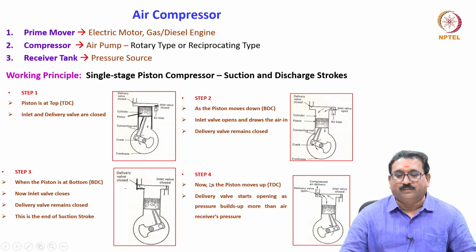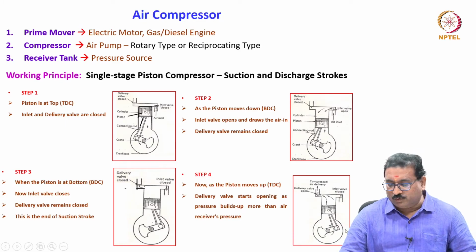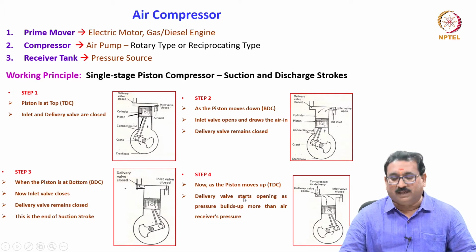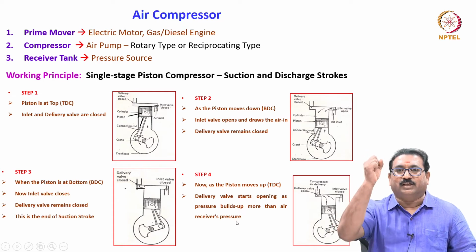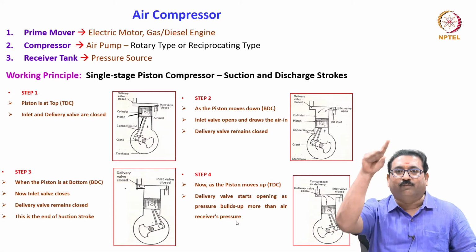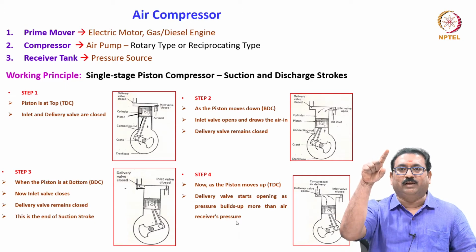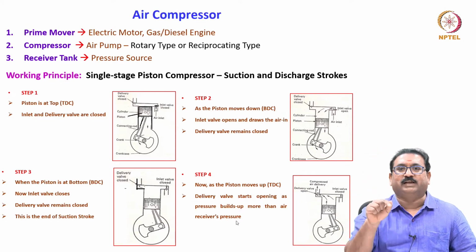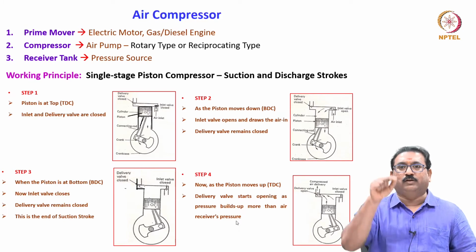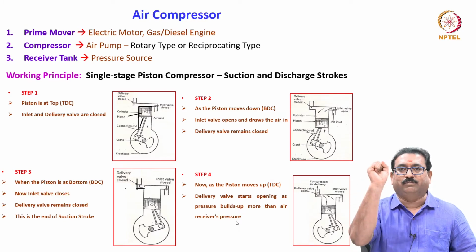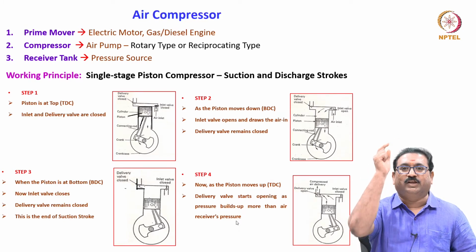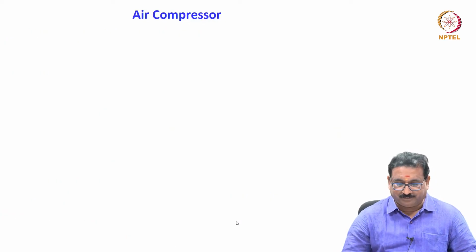Step 4, now as the piston moves up toward TDC, the delivery valve starts opening as the pressure builds up beyond the air receiver pressure. Suction and discharge make one cycle. When the piston moves from top dead center to bottom dead center, that is suction, and then bottom dead center to top dead center is compression. The air will be discharged with pressure.